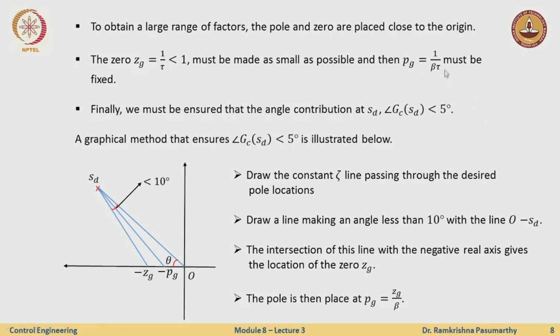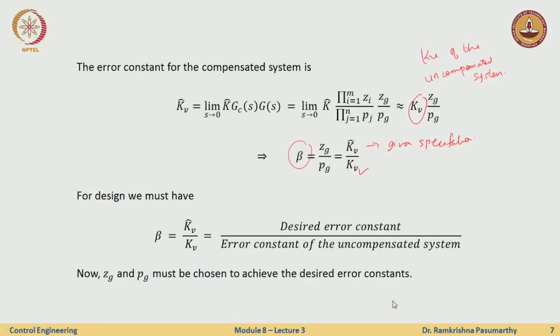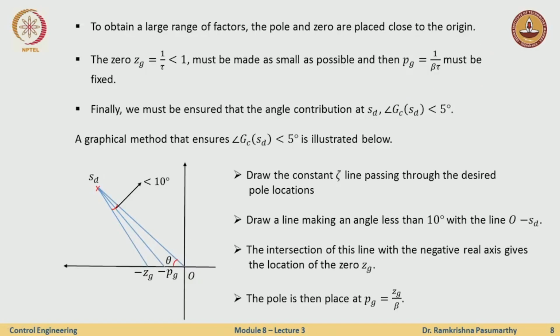Once I know the location of the zero, I can easily find the location of the pole with this formula, because I know beta, and beta is derived by comparing the desired error constant to the error constant of the uncompensated system.